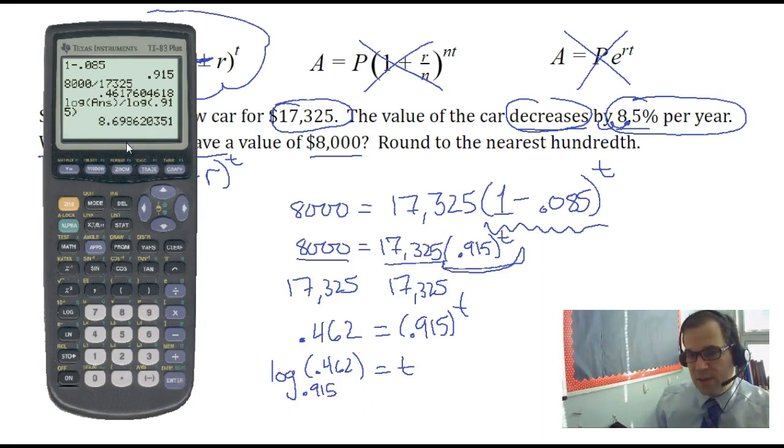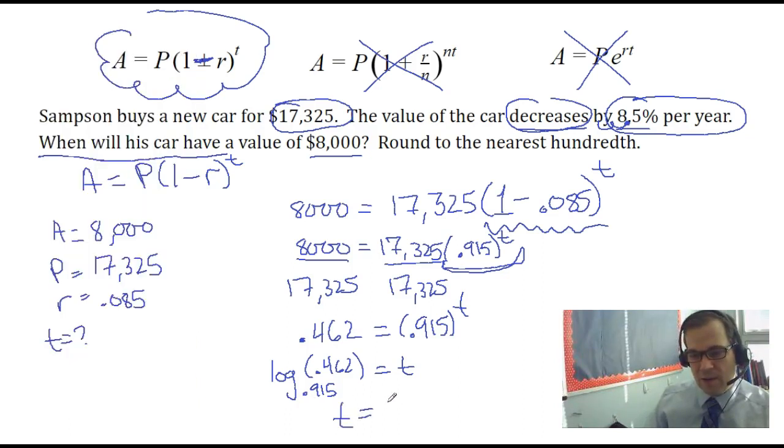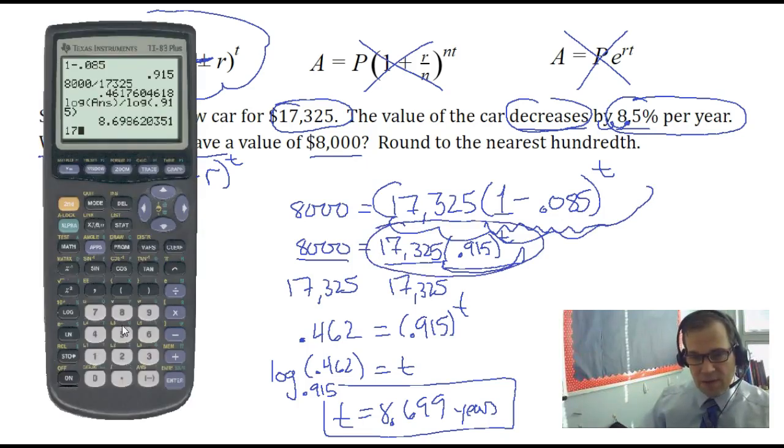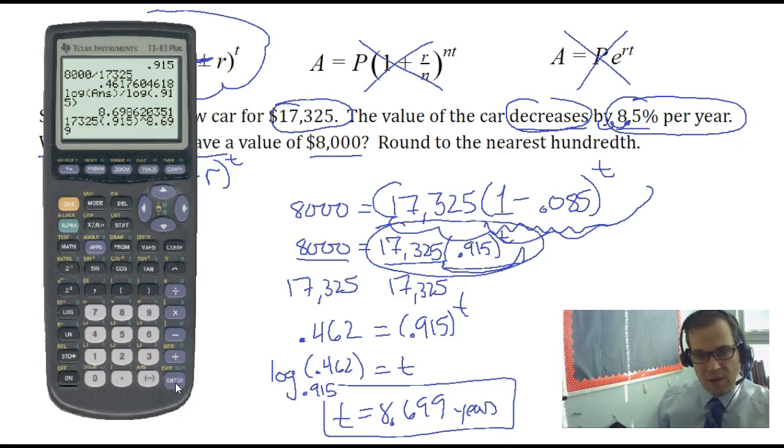So the final answer is t equals 8.699 years. We'll leave it like that, 8.699 years. And if you wanted to check your work, you could always take this value, 8.699, up into this version of it. I can take this 17,325 I started with, times 0.915 to the 8.699 years, and the answer should be about 8,000.